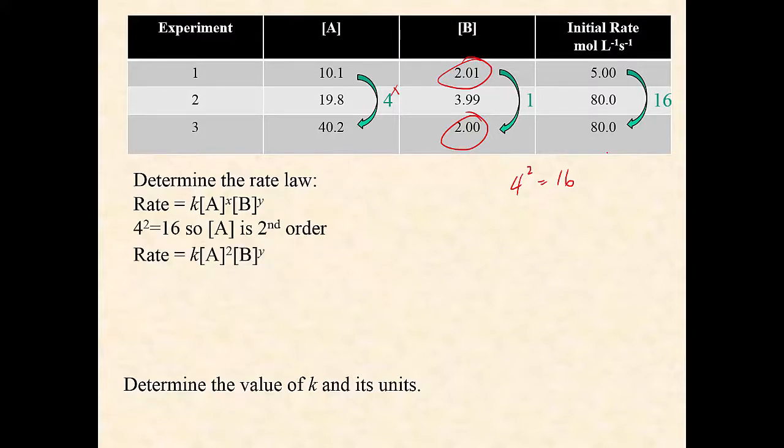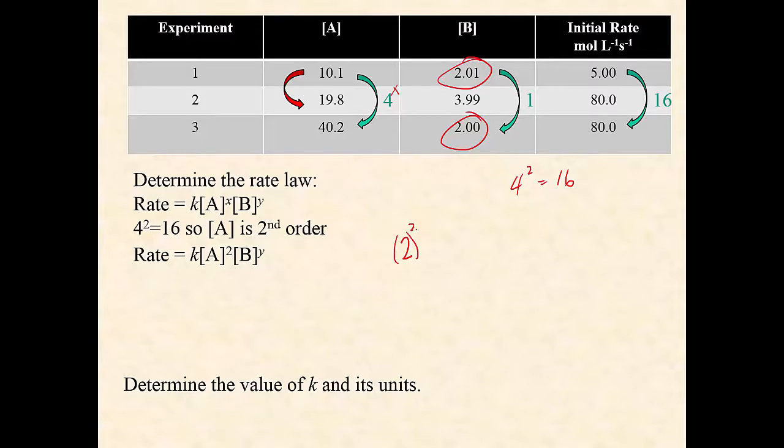Okay, we figured out one of them. Now, here was the problem. I don't see where they held A constant. So now we're going to have to use the fact that we know A is second order to help me figure out B. So between trial 1 and 2, what did A do? Okay, numbers aren't going to be nice and pretty. We definitely round. 10 to 20. That's close enough to 20. A doubled.